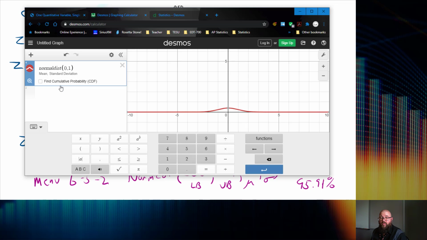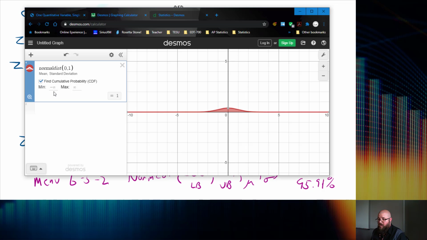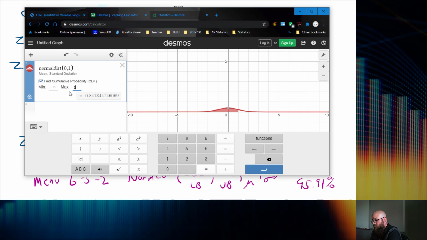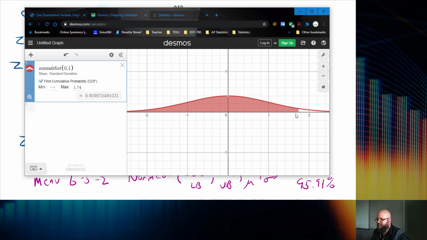And then to find out what the area under the curve is, what we're looking for, click this little box here that says Find Cumulative Probability. Our minimum in this case was negative infinity, so we went all the way to negative infinity. And the highest we went, our z-score, was 1.74. And as you can see, that gives exactly what we got on the TI Inspire, which is 0.9591. And it even shows us how it's shaded and everything else. We can even zoom in to see it a little bit better. You can see the shading of it right there in the Desmos Calculator as well. Pretty cool little feature.